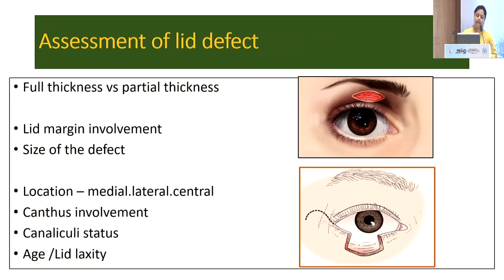In the assessment of a lid defect, what you should see is whether it is full thickness or partial thickness, lid margin involvement, size, location of the defect, whether canthal involvement is there or not, canaliculi status, and of course the age of the patient and the lid laxity.